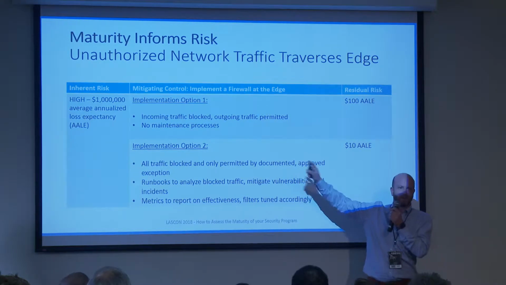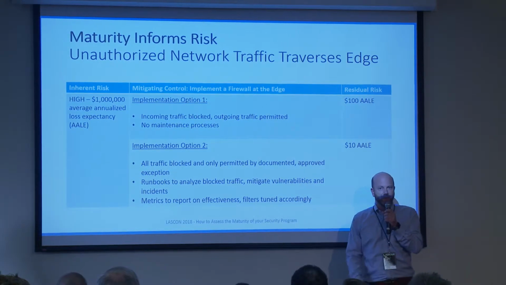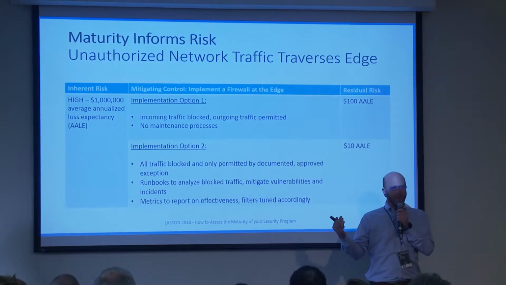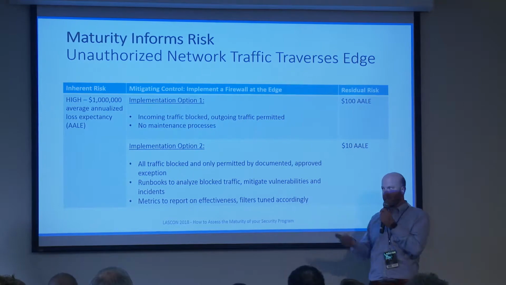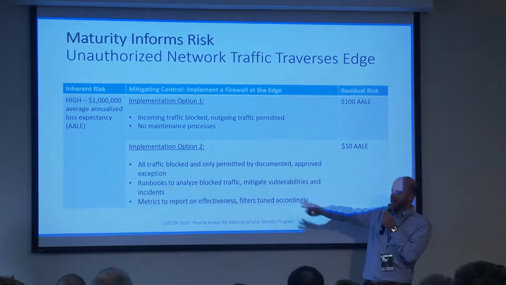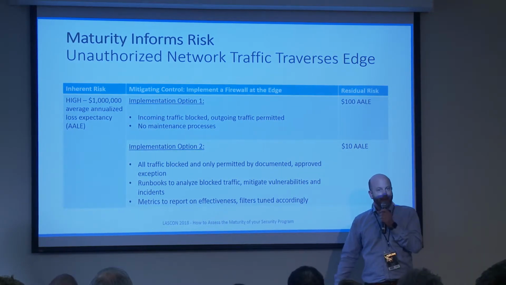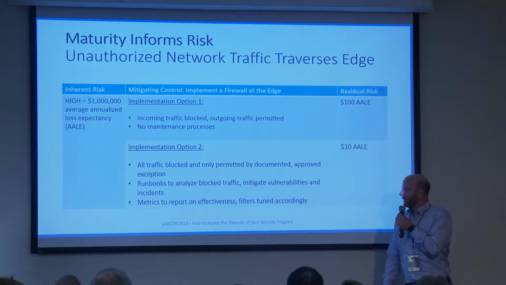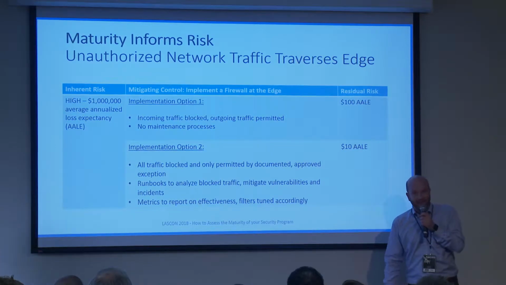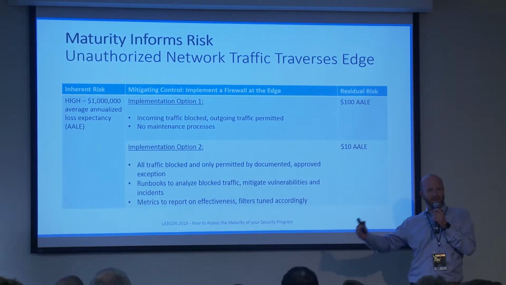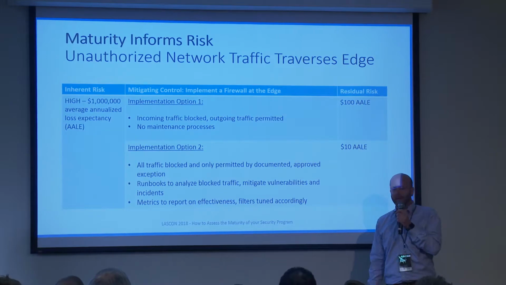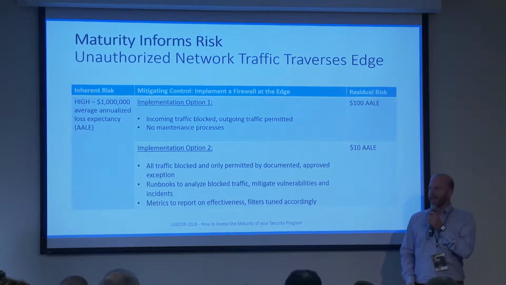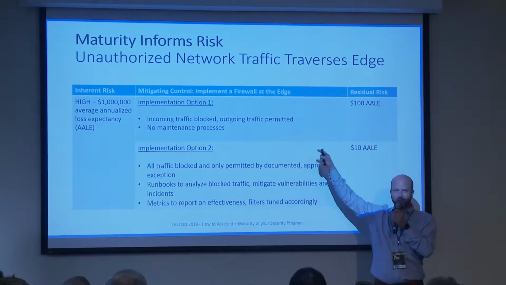There's another option that takes that further and says, we're going to implement this firewall, but we're also going to block outbound traffic. We're going to look at the actual traffic that's being blocked, look at whether it might indicate indicators of compromise internally in the network. And we're going to look at metrics and see whether we can improve our firewall rules based on those, et cetera, et cetera. So what do you guys think? Which of these two options is more mature?